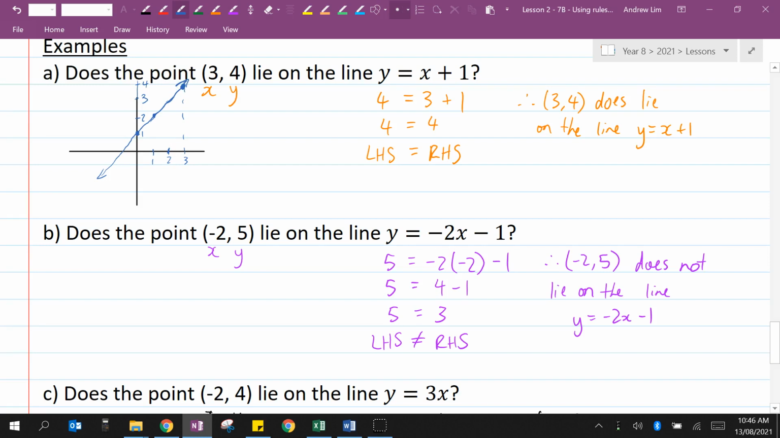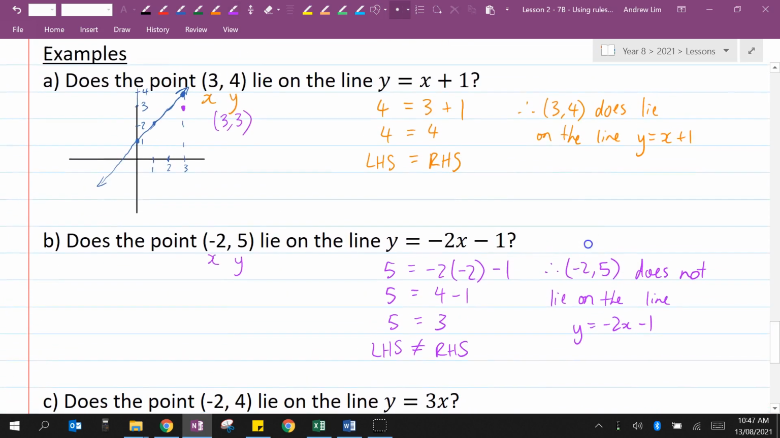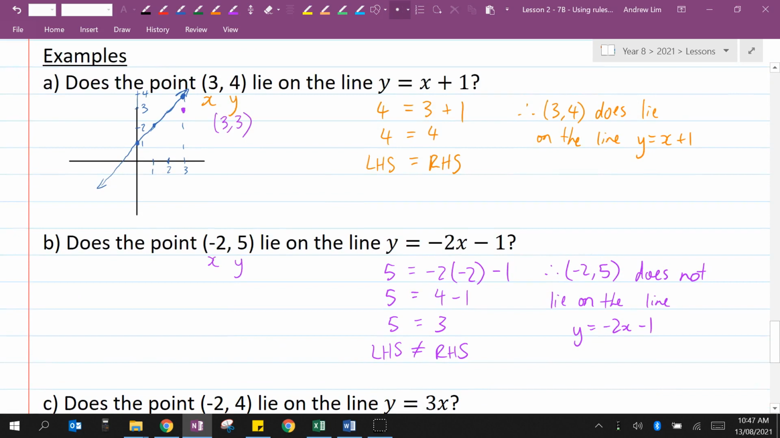However, if the question said (3, 5), oh, actually, let's not do (3, 5), let's do (3, 3). (3, 3) is over here, and we can see that it doesn't lie on the line. But (3, 4) does. And that's all we're doing for all of these questions, A, B, C, and D. Does it lie on those lines? When we graph them, will those points lie on those lines or not? Yes or no?